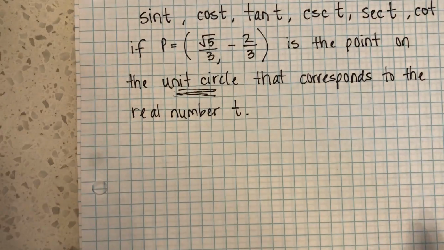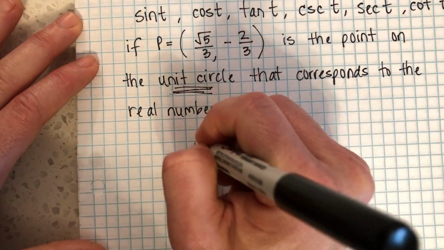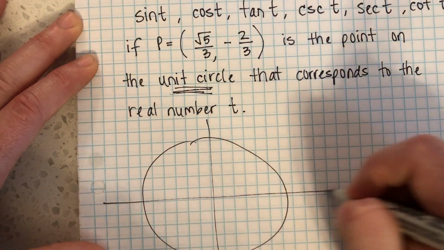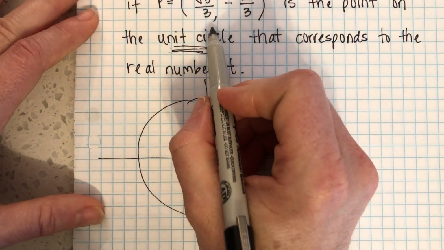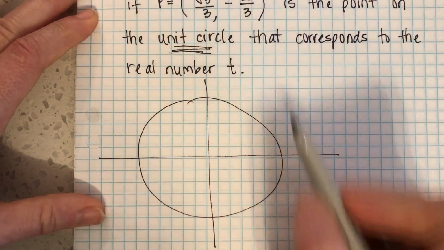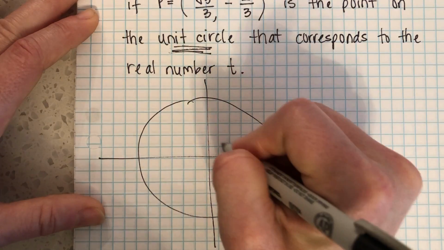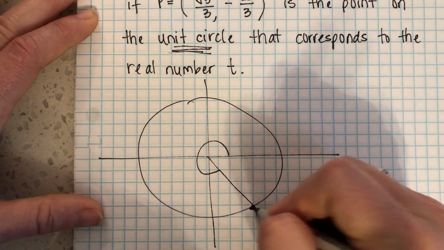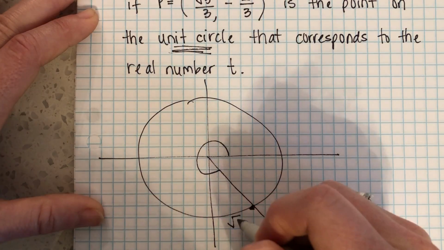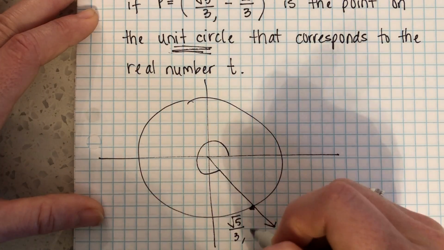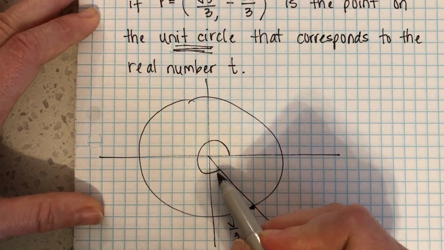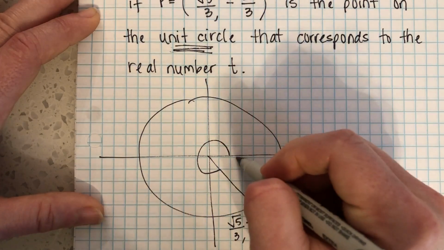So again, if you wanted to draw a picture, give yourself a unit circle. Mine's terrible. All right. And then that is a point on the unit circle. It's positive, negative, so it must be in quadrant 4. So here's an angle that would have landed in quadrant 4 with that ordered pair, root 5 over 3, comma, negative 2/3. So obviously the real angle T is not fitting inside a right triangle, but its reference angle will.